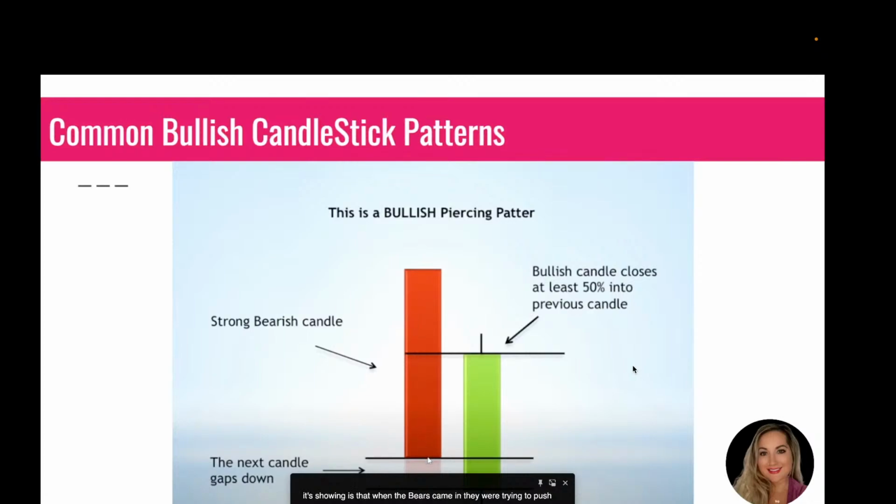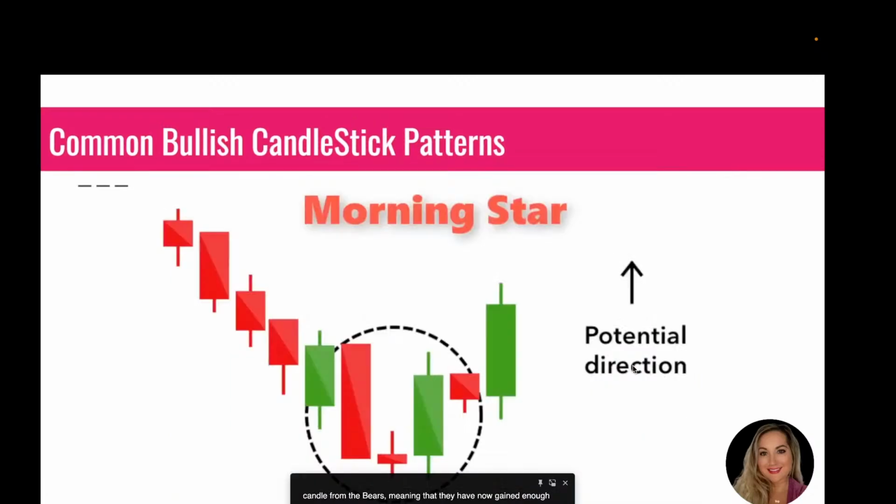The sellers wanted the price down, and they were able to, on the next candle, push the price down a little bit more. But when it came to actually getting the price down, it did not happen. The bulls, the buyers, then stepped in at this point when price was gapping in here and said no way, and they decided to push this price up even stronger, covering more than 50% of that previous strong candle from the bears, meaning that they have now gained enough strength and momentum to potentially push the market in a reversal.